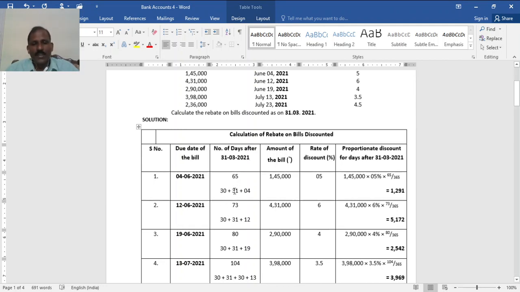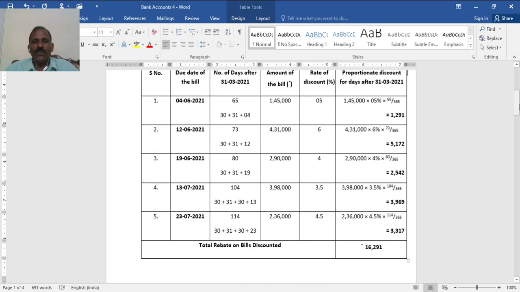So it is like this: 1,45,000 into 5% for 65 by 365 days in a year, 1,291. Like that, the second bill, due date 12th June. So now 30 days April, 31 days May and 12 days, total 73 days. Bill amount 4,31,000 at 6% for 73 days. It comes to 5,172.